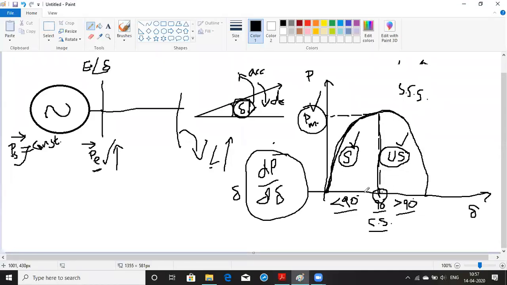The difference: if it is less than 90 degrees, we call the system stable. Critically stable means it is neither stable nor unstable, but if it faces any small disturbance, it can move to the unstable condition. That is the difference between stability and instability, where it is exactly on the border. You call it critically stable.